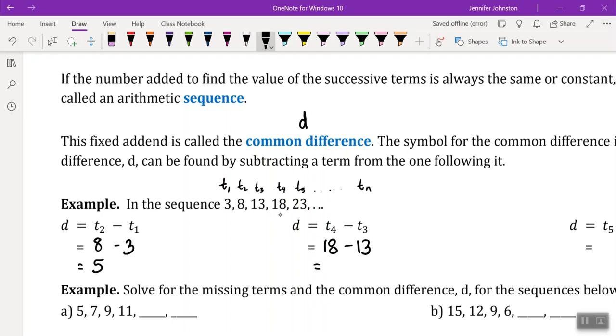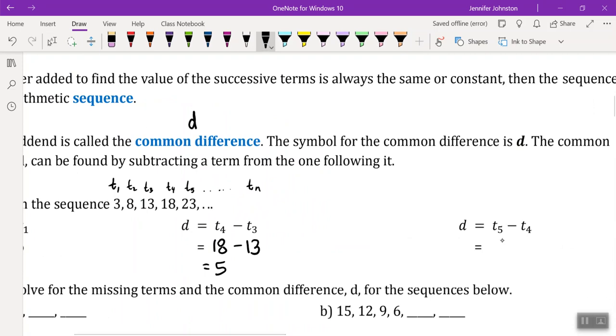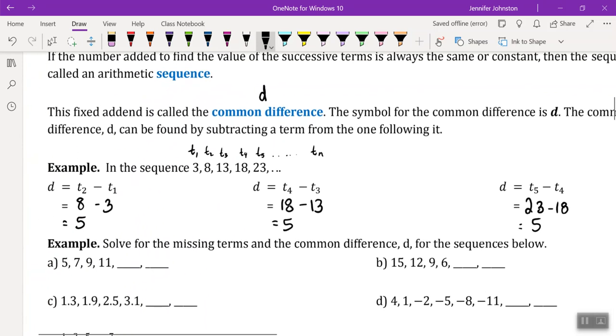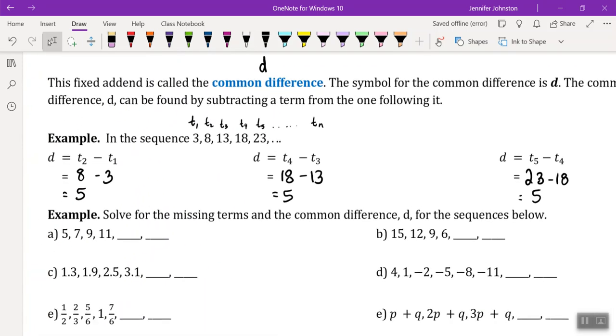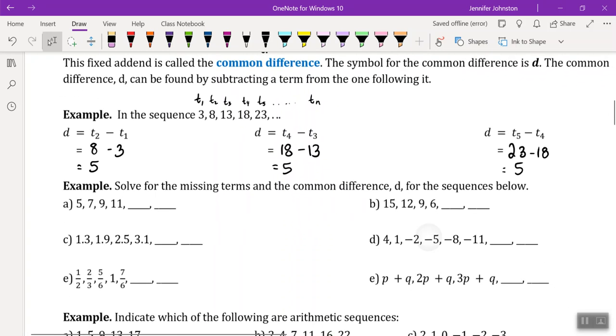You know how you do first differences? It's just like that. So here we get 5 again. And if we wanted to look at T5 minus T4, so this would be 23 minus 18. Again, we get 5. Okay, first differences. This looks linear, but anyways, it is linear. When we're looking at something that's arithmetic, it's going up by adding, or subtracting, we could say too. These are all kind of like linear steps that are involved.